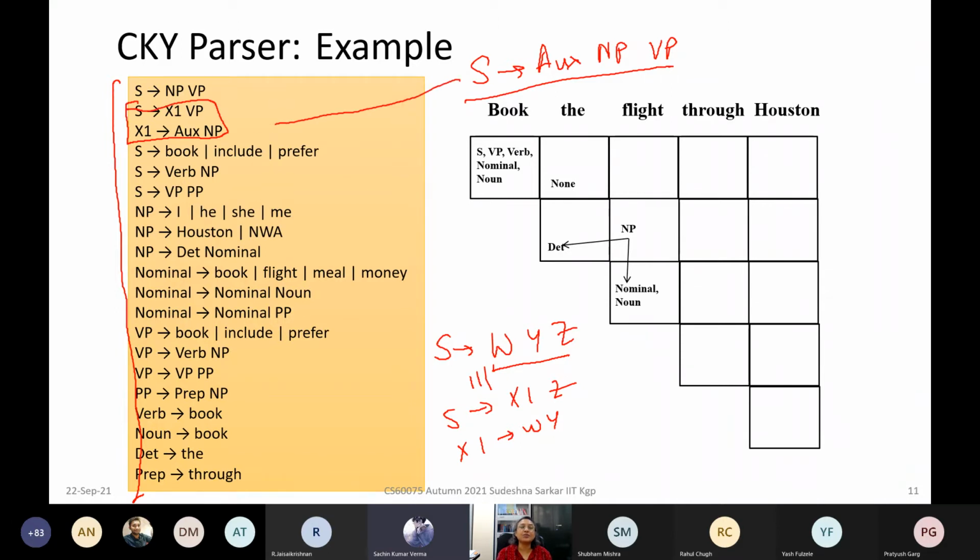I request you to be on mute when you are not talking. So this rule S goes to Aux NP VP, we have rewritten as these two rules. Yes, one of you has to put yourself on mute. Maybe Sachin Verma, please put yourself on mute.